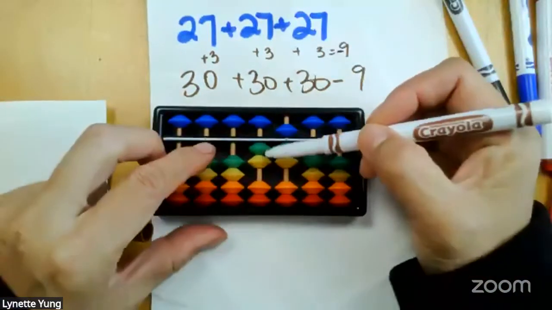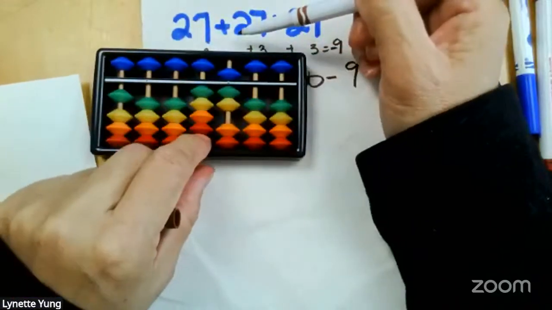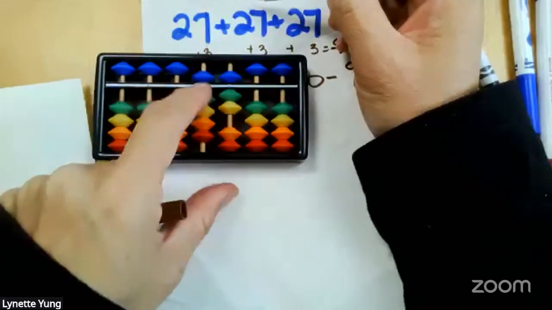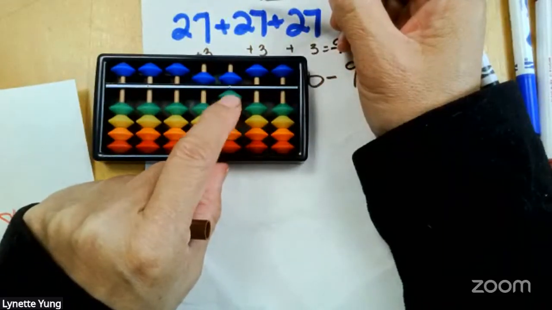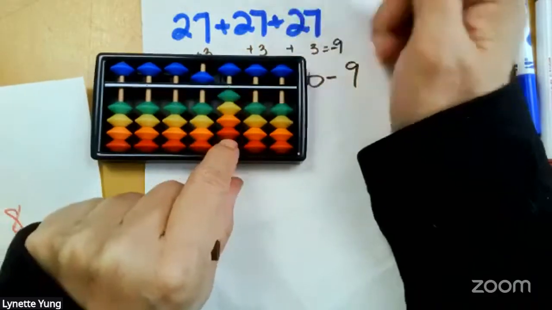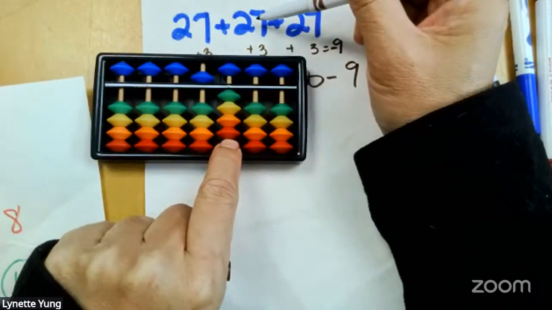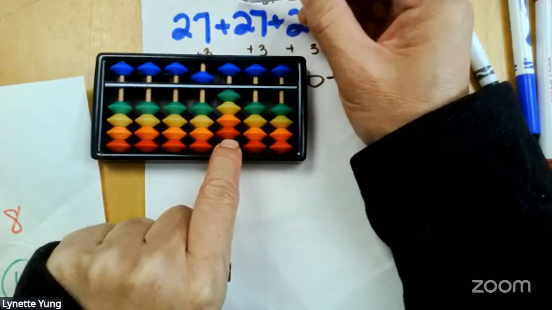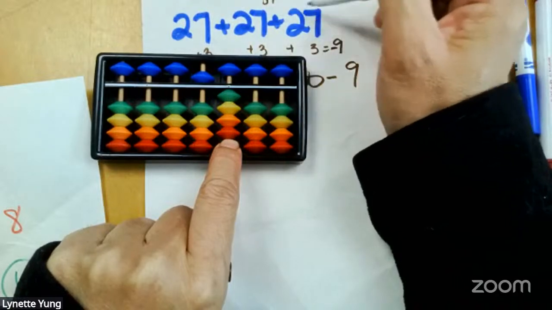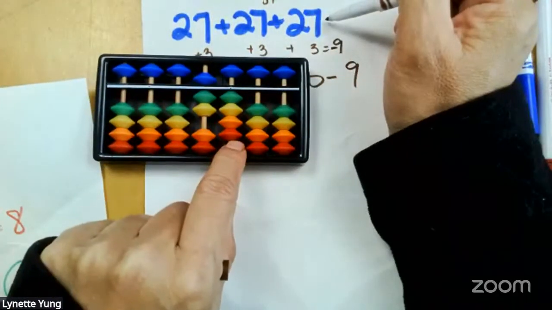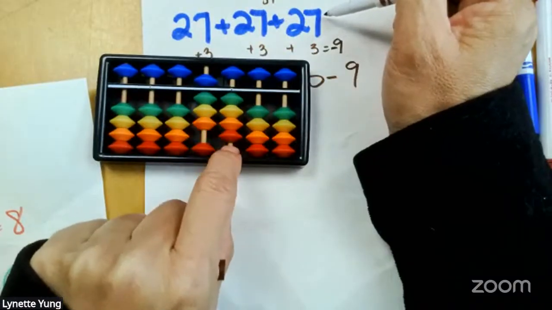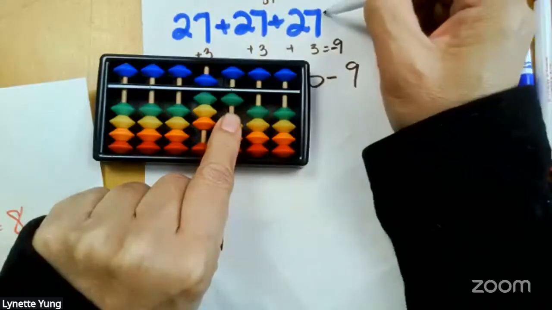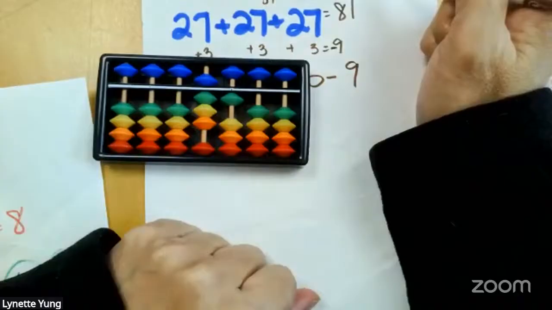Okay, so let's do it. So we have 27, right? We add 20, we add 7. Plus the 7 is plus the 10 minus the 3, minus the 3, minus the 3. We don't have enough beads, so we have to subtract the 5. So what do we have right now? 54, right? Then we're going to add 27 again, add the 20, add the 7. Plus 7 is plus the 10 minus the 3. So our answer is 81.